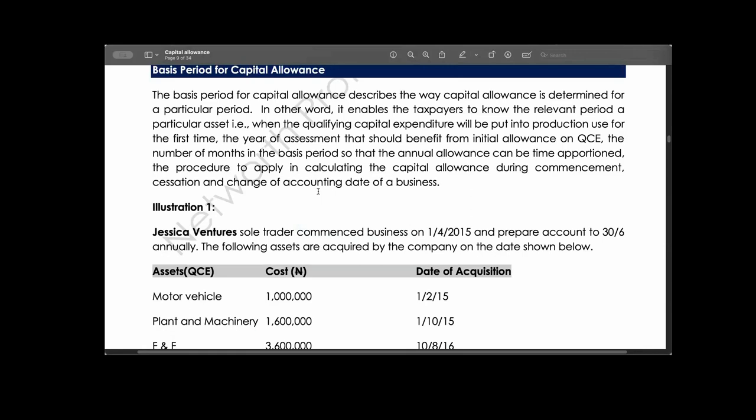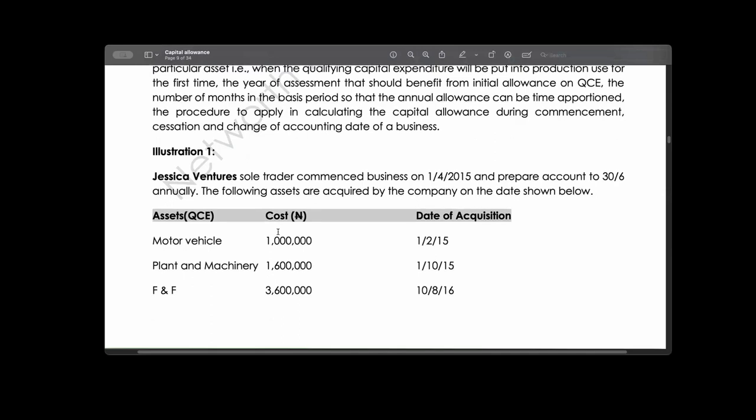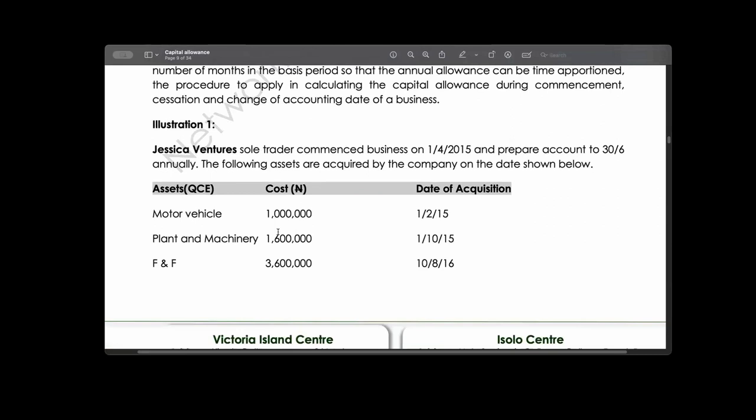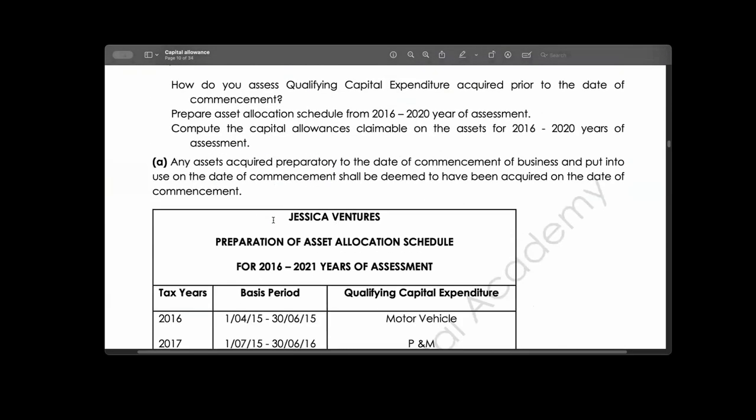Third year will be assessed to tax from a day immediately after the end of the second accounting year end to the end of the third accounting year end. That is the principle. And fourth and subsequent years will be on preceding year basis. We have talked about this before. So on that note, that is what we are going to also use in computing our capital allowance. Okay. Now, but before that, we need to also prepare an asset allocation schedule where we are going to allocate the asset to the relevant year. And in doing that, our basis period must be very sound.